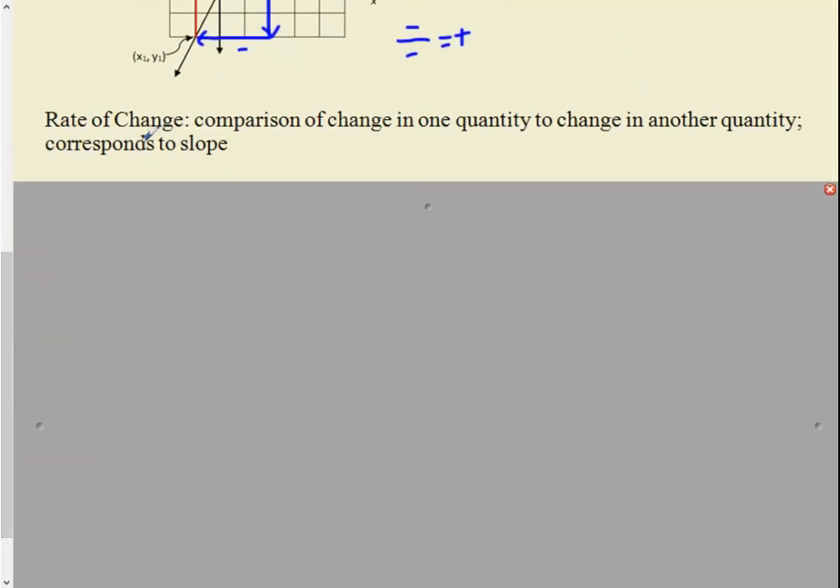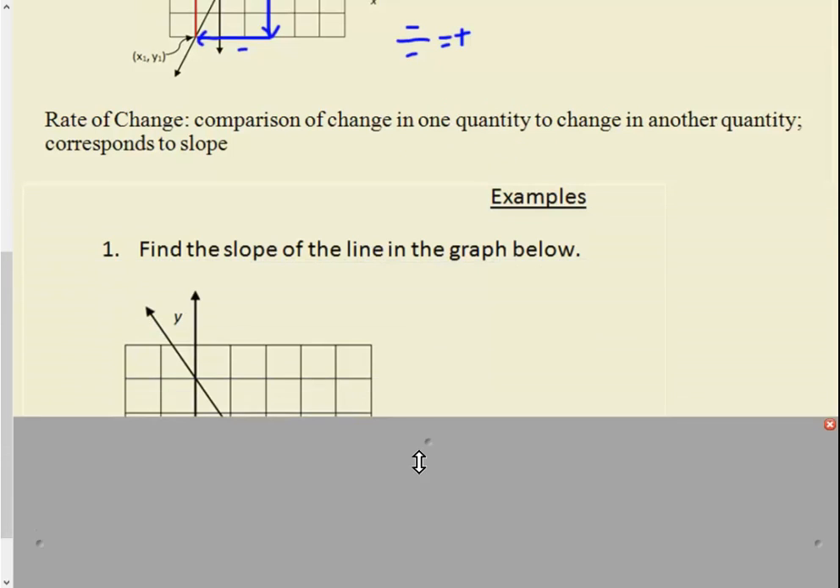We also want to look at rate of change, and you'll see some examples related to this. This is simply a comparison of change in one quantity to the change in another quantity, and it's basically the same thing as slope, corresponds to slope.